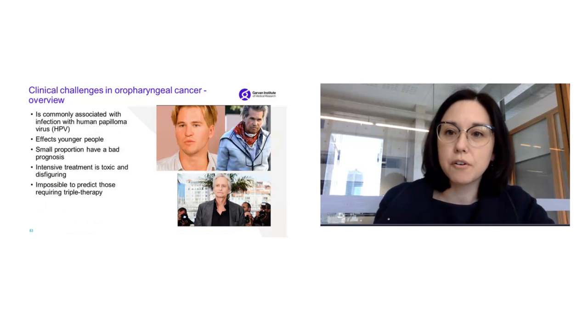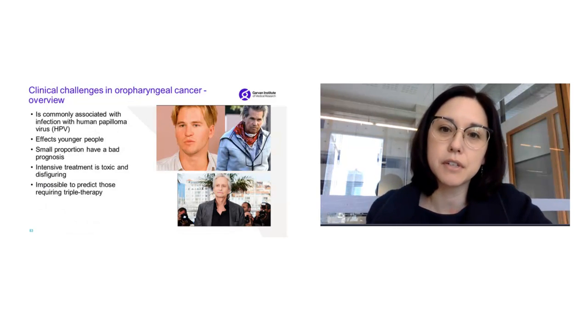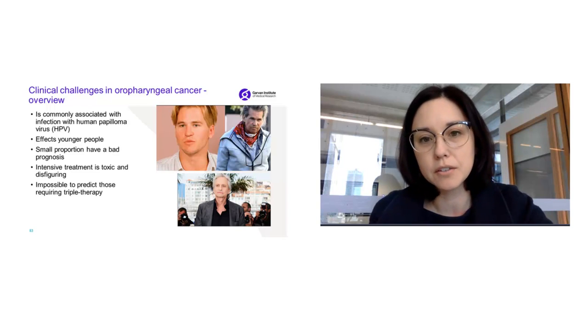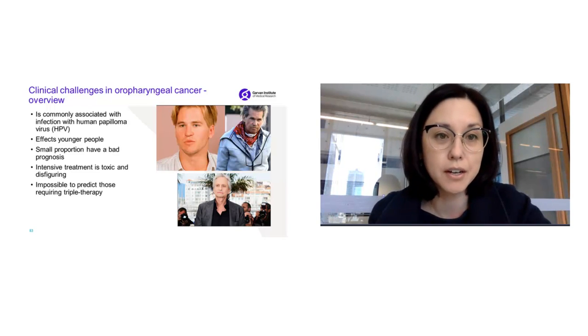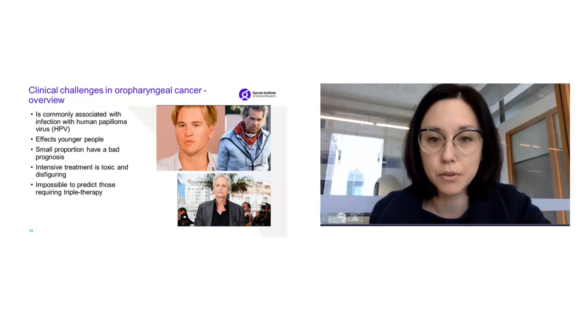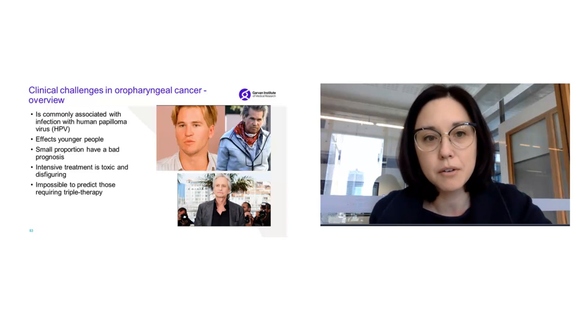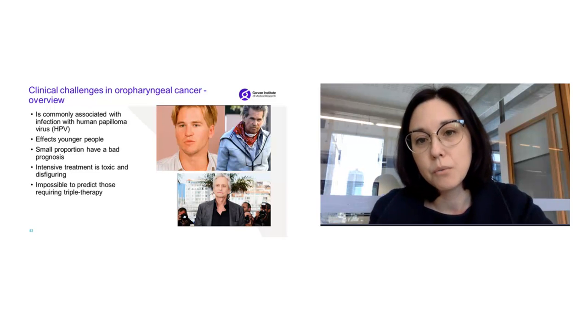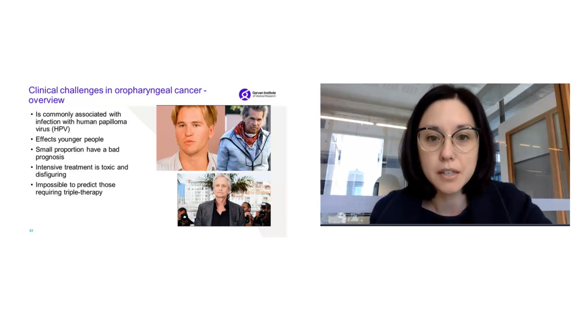If we move to oropharyngeal cancer, this is a really interesting cancer where the etiology has completely changed over the last 30 years. This used to be a cancer of patients who heavily smoked and drank alcohol, but now is very commonly associated with infection of human papillomavirus. With this change in etiology, we also have a change in the patient population. These patients tend to be very young.